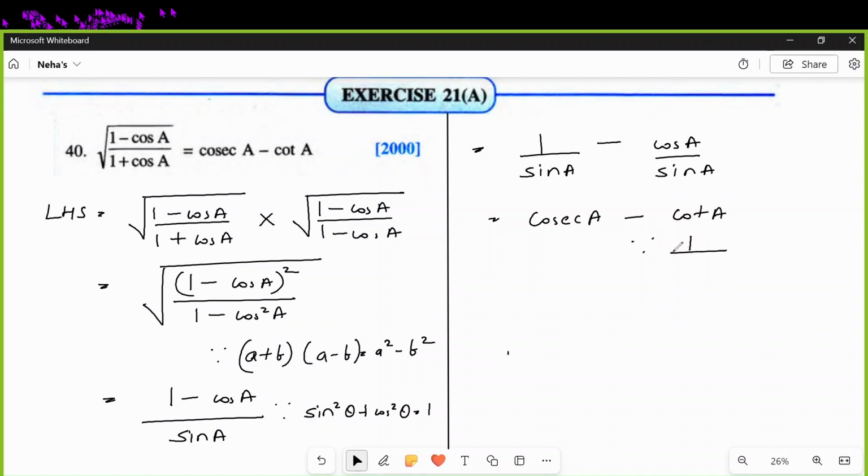This is by the relation that 1 by sine A is equal to cosec A, and cos A divided by sine A is equal to cot A. Now this is equal to the right hand side, and hence we have proved that the left hand side is equal to the right hand side.